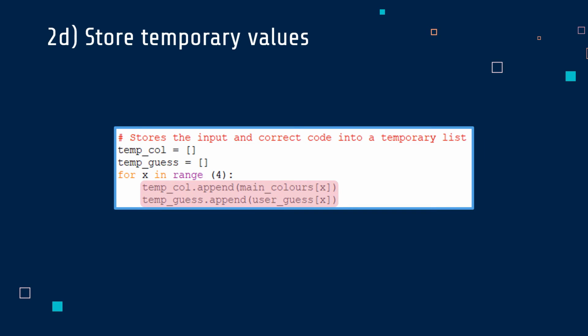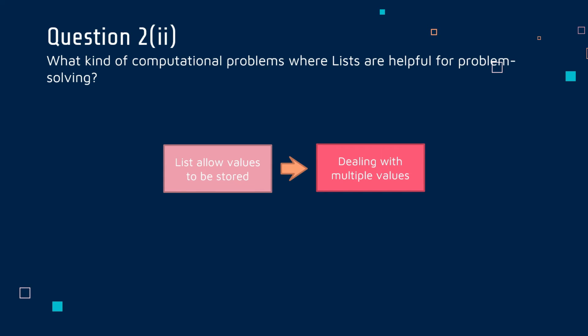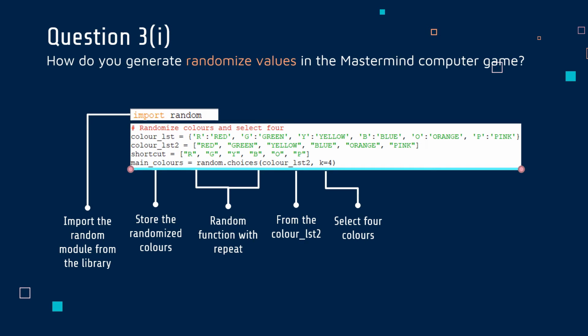Lastly, it is even used in storing temporary values. Moving on, as seen earlier, lists are often used in storing of values. Therefore, it will be helpful in computational problems when it requires dealing with multiple values. And so, moving on, now we'll talk on the topic of randomized values.